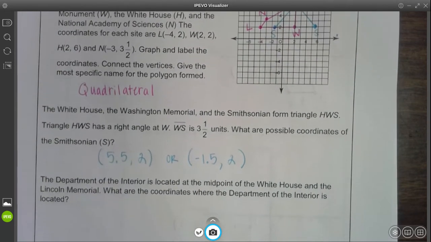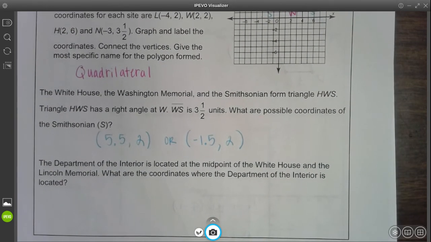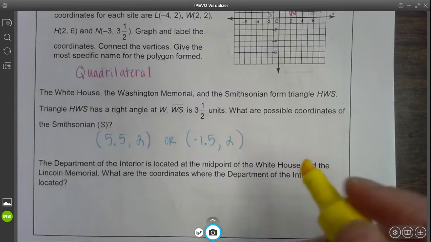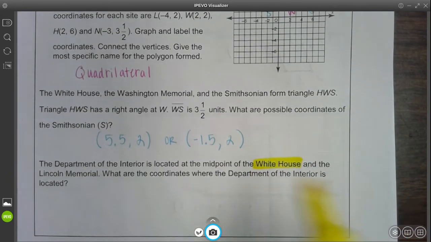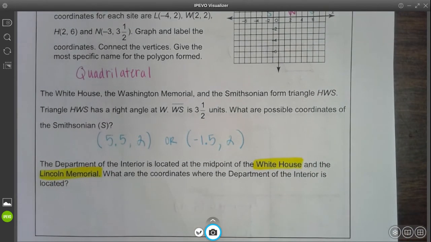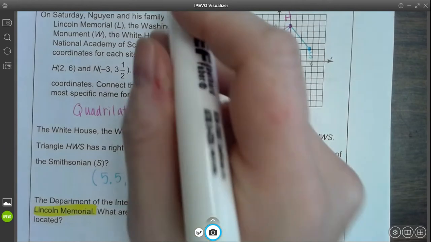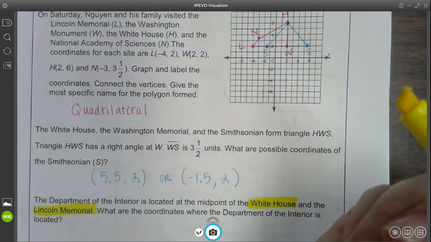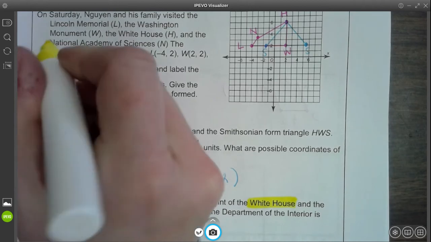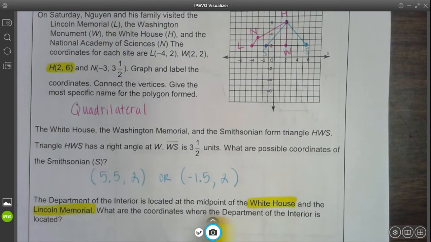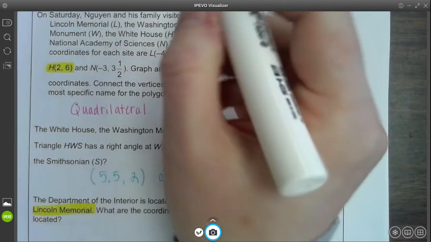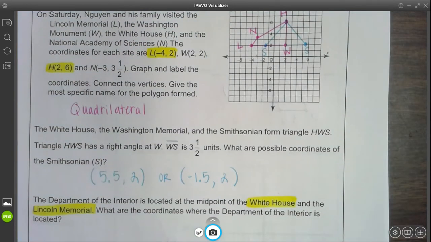Okay. The last one says the Department of the Interior is located at the midpoint of the White House and the Lincoln Memorial. What are the coordinates where the Department of the Interior is located? Okay, so the White House and the Lincoln Memorial, we just want the midpoint of those 2 points. So if I look back up here, the White House is H, right? The White House is H. So that's going to be coordinates 2, 6. And then the Lincoln Memorial is L, and L is at point -4, 2.